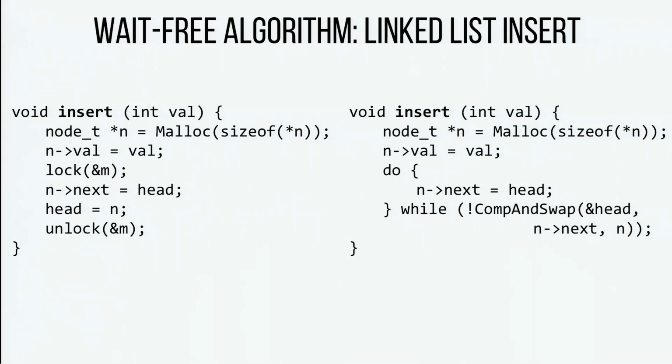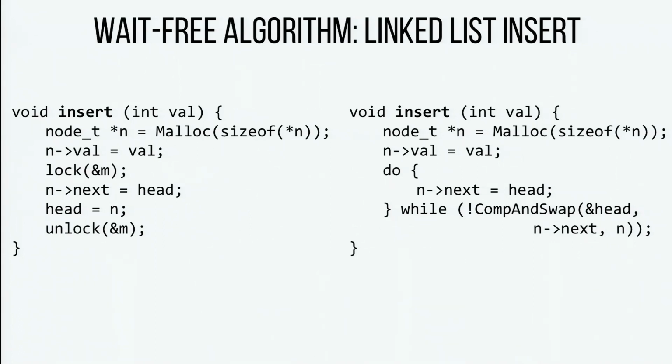Because we're trying to set head equal to n, we're going to set head equal to n as long as head and n next are currently the same. That's what needed to be executed atomically there. So we're checking to make sure that those two are equal, and then only setting head equal to n, that second statement, if nobody else raced in and changed head.